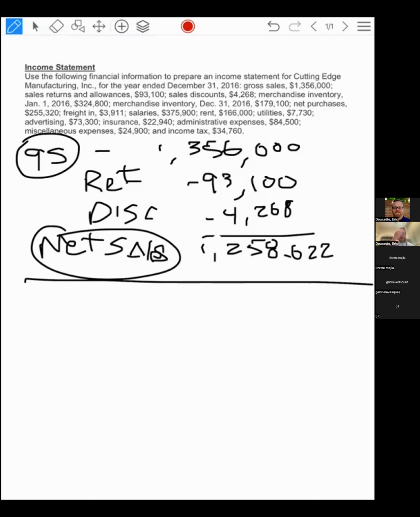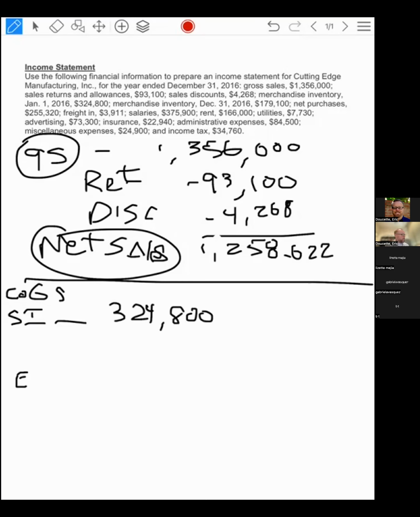Now, the next thing we're going to figure out is the cost of goods sold. It's often called COGS, cost of goods sold. That's going to be starting with merchandise inventory on January 1st. So we'll do inventory. It's really starting inventory, and that's going to be 324,800. And then we have merchandise inventory December 31st of 179,000. So we'll do ending inventory.